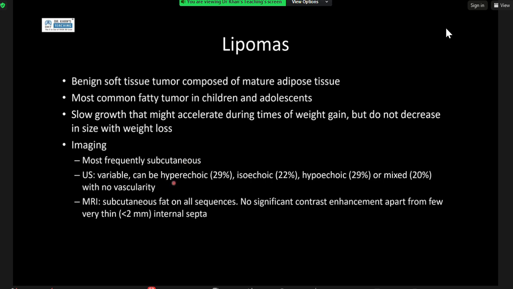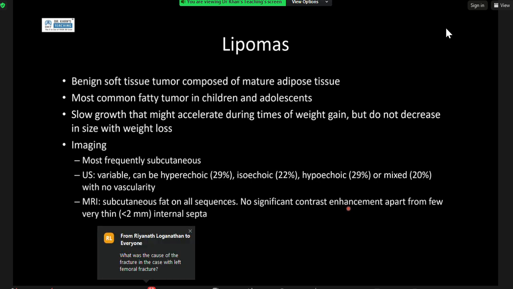Ultrasound is very variable. It can be hyperechoic, isoechoic, or hypoechoic, or mixed, depending on the type of fat in it. On MR, you have complete fat suppression, but you can have some septations and a little bit of contrast enhancement as well. Again, I don't think this is a topic that would be given to you in exams, because it's really more of a specialist topic. Okay, I think that's the end.